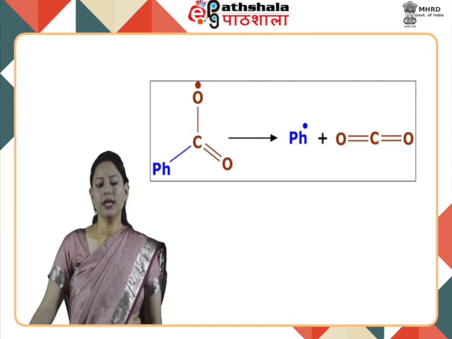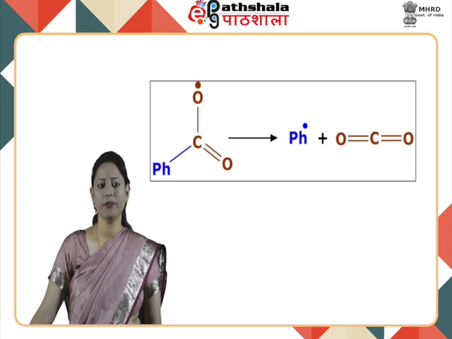The next method is the decomposition reaction, by which free radicals are generated. At times, a radical may undergo decomposition to form another free radical. For example, decomposition of the benzoyloxyl radical gives a phenyl radical and carbon dioxide.